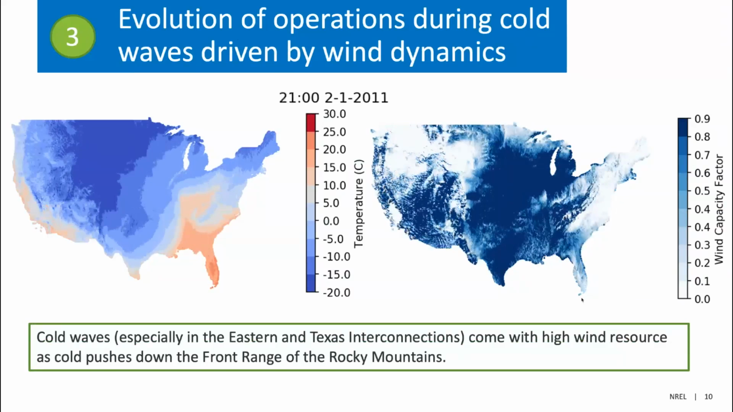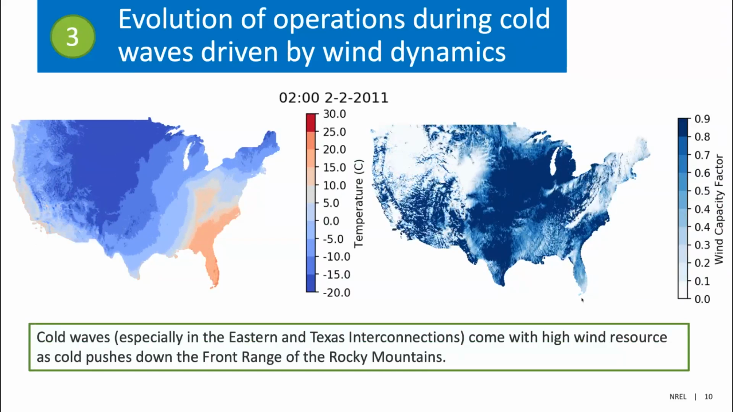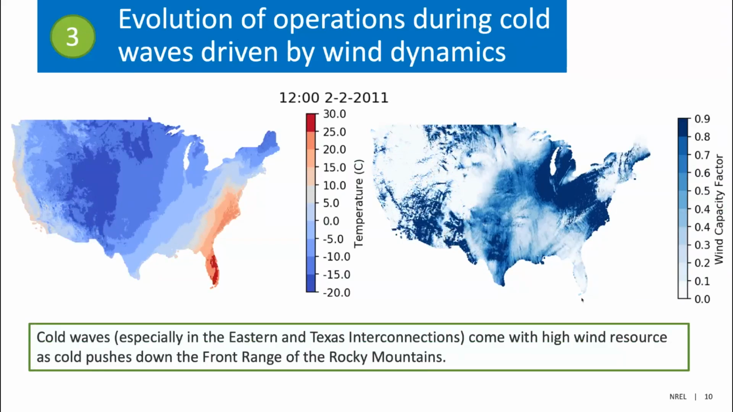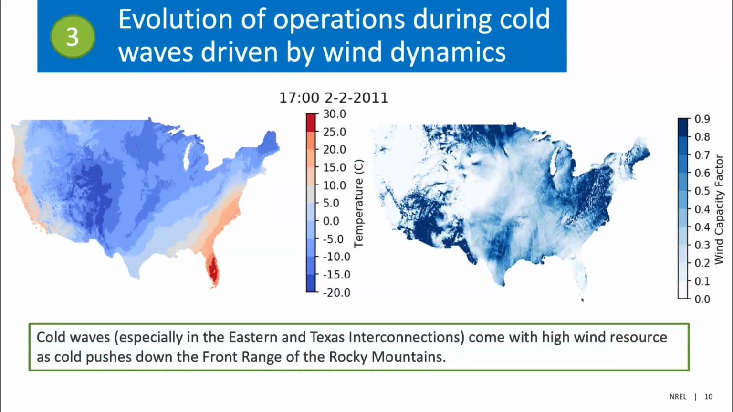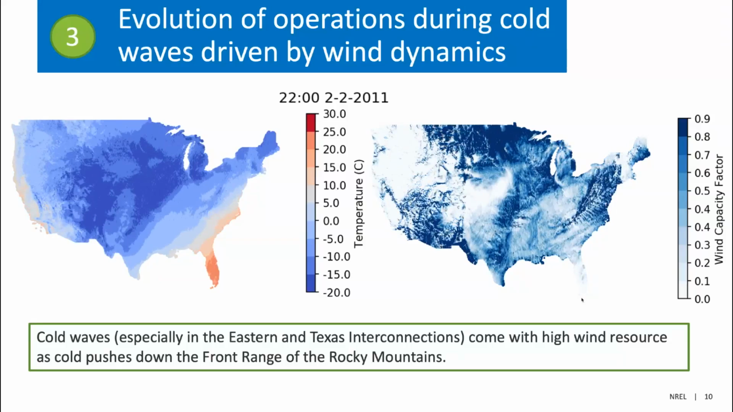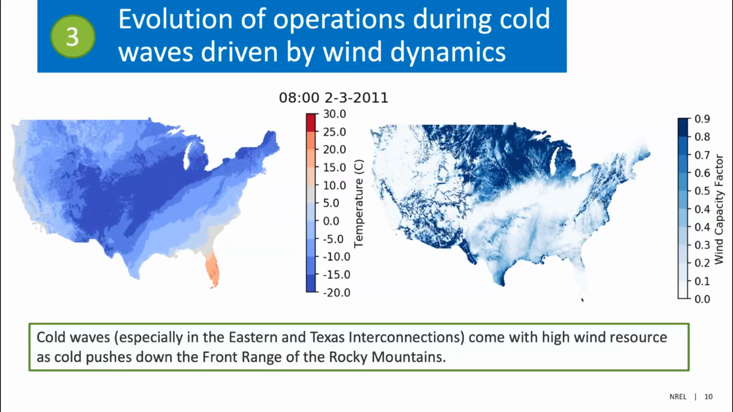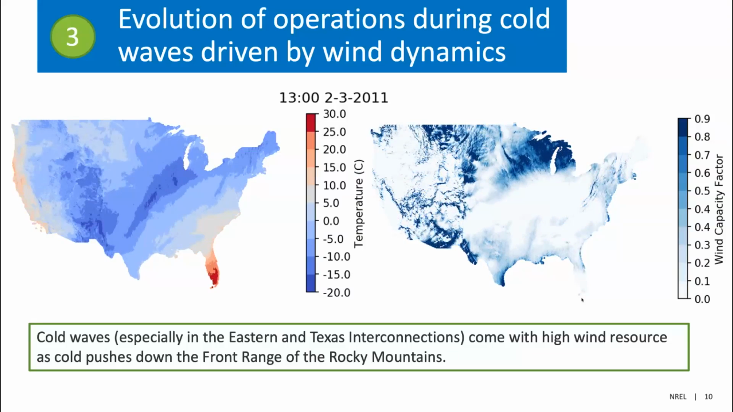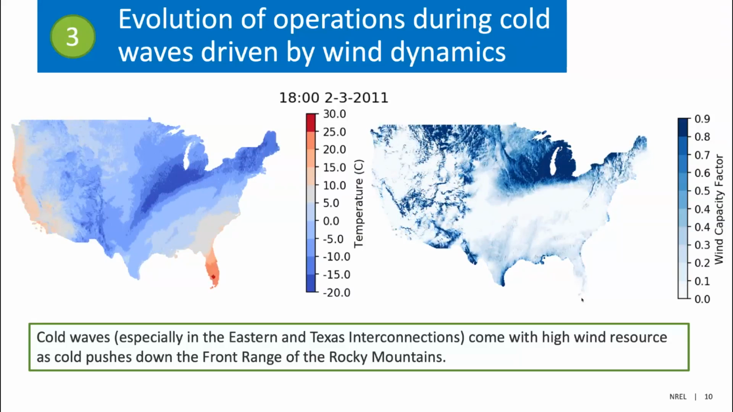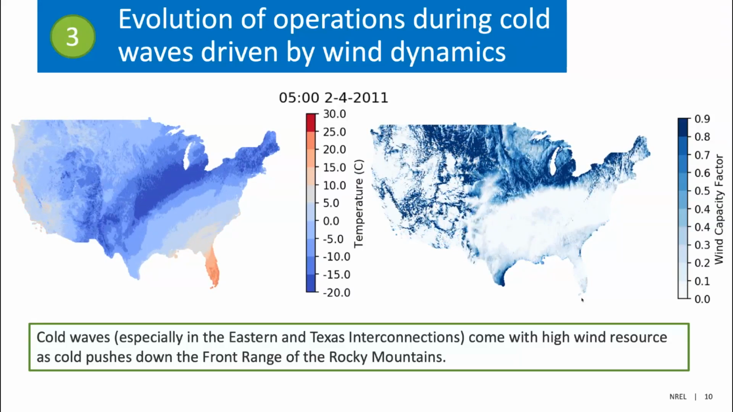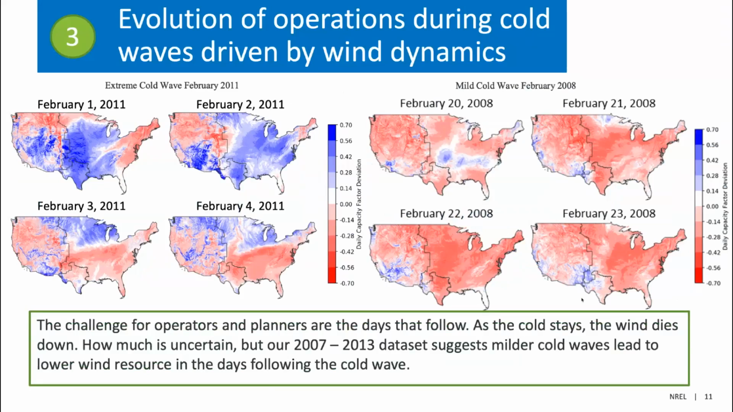What we're looking at here are animations of the temperature on the left-hand side, and we can see the cold wave coming down the Rocky Mountain Front Range and seeping into the Eastern Interconnection and Texas interconnections. Along with it, at the beginning of the cold wave came high wind resource. That's the right-hand plot animation, the darker blue being higher wind resource availability. Right as that front comes through, we see a lot of wind, but as that front moves out and the cold persists, we actually see some areas of the Eastern Interconnection and Texas having very low wind resource, like we're seeing right now. So it really determines how concerning a cold wave will be for future operations is what does the wind do after the front moves through?